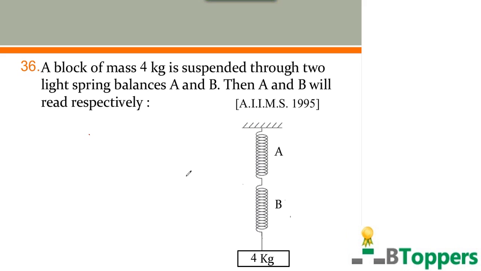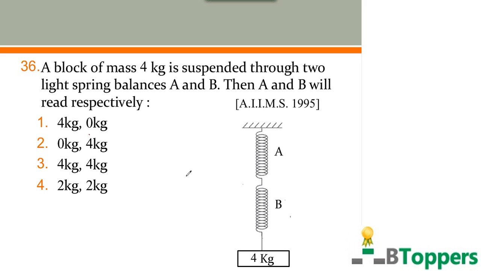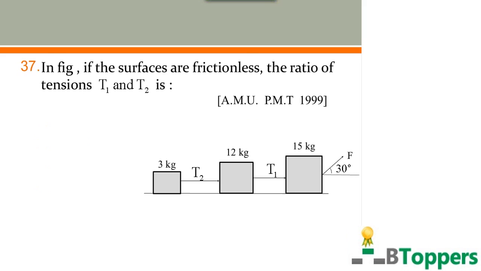And for the block to be in equilibrium, the magnitude of the tension force on the block, or the magnitude of the elastic force on the block by the spring B, must be equal to the weight of the block. So the magnitude of tension in each spring must be the same, and that will be equal to the 4 kg weight. Therefore, both the springs will read 4 kg weight. Therefore, for question number 36, the third option is the answer.